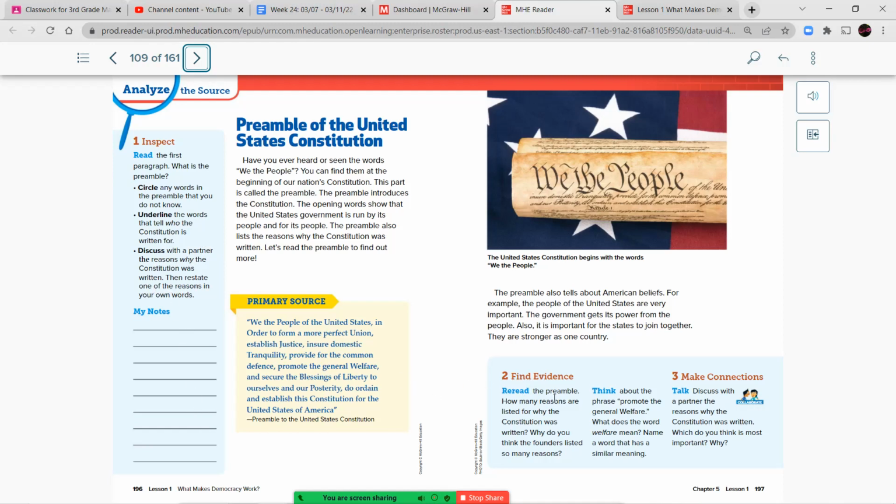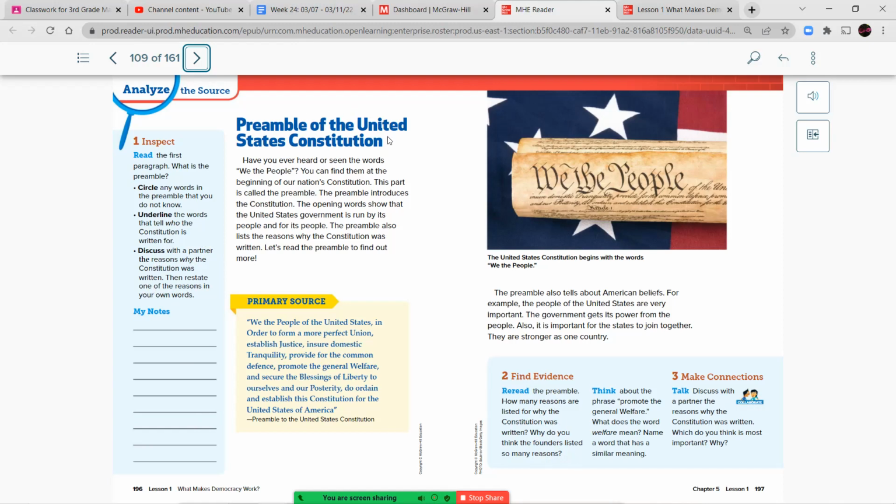Number 2, reread the preamble. How many reasons are listed for why the Constitution was written? Why do you think the founders listed so many reasons? Think about the phrase, promote the general welfare. What does the word welfare mean? Name a word that has a similar meaning.